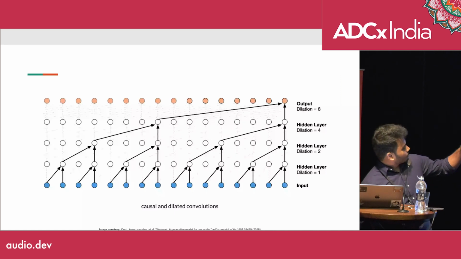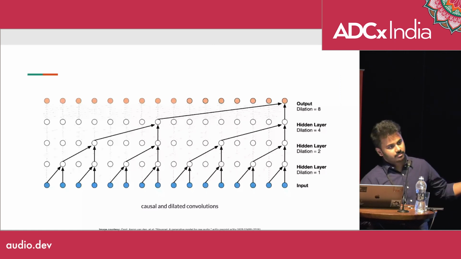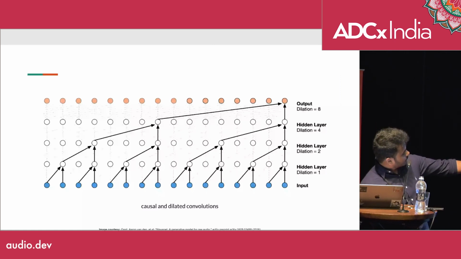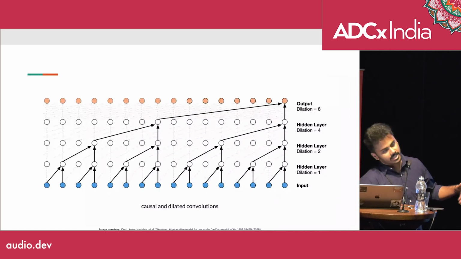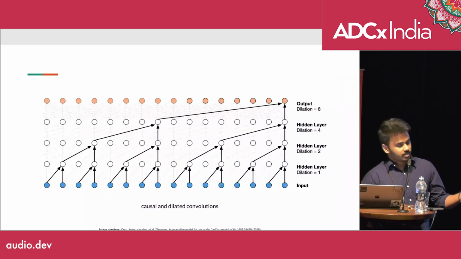So to generate one sample, it looks at 2 samples, but for different layers, it has a different dilation factor. In the first layer, the kernel size is 2, and you don't have any gaps between the samples, so it's like a dilation of 1. But as you go deeper, you exponentially increase the dilation so that you can achieve a much larger receptive field.